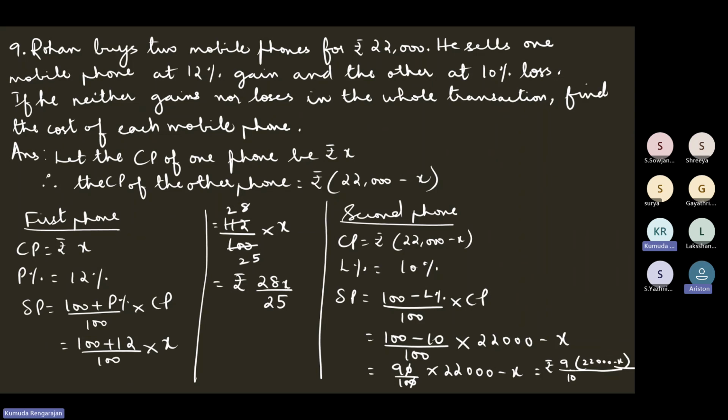You don't know if the cost price of the first phone is 10,000, then the cost price of the second phone will be 22 minus 10, 12,000. If the CP of the first phone is 15,000, then the cost price of the second phone will be 22 minus 15, 7,000. So we don't know. We cannot take the cost price of each phone as 11,000 rupees. That assumption we cannot make.